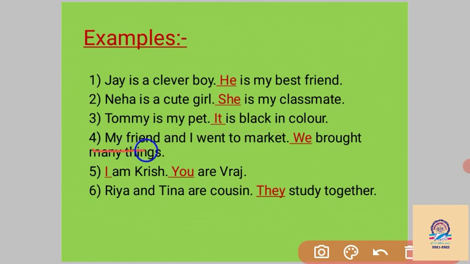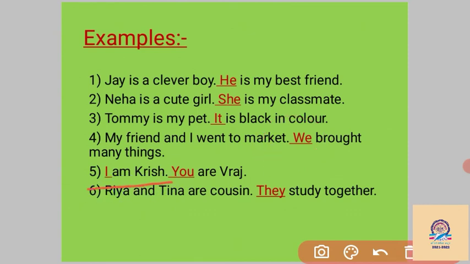Then, my friend and I went to the market. Here both nouns are given: my friend and I. When I is given together with another noun, we use the pronoun we. We bought many things. So when I comes with another noun, at that time we use the pronoun we.